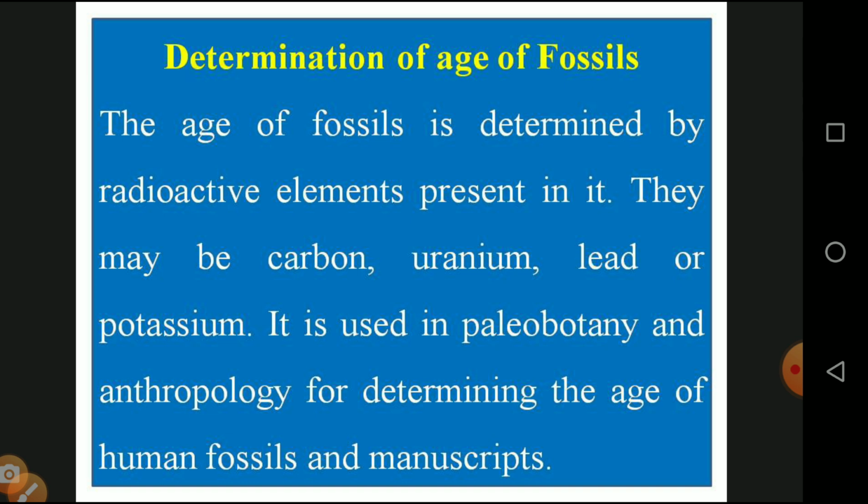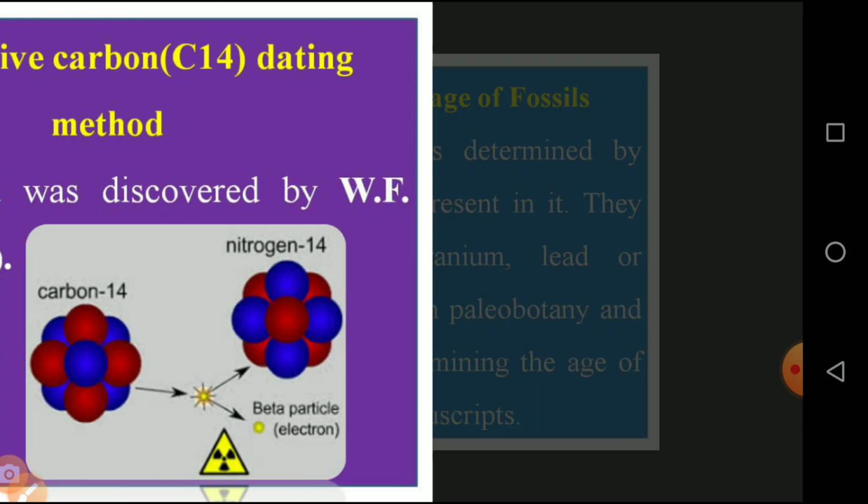The age of the fossils is determined by the radioactive element present in them. They may be in the form of carbon, uranium, lead or potassium. It is usually used in paleobotany and anthropology, determining the age of human fossils and manuscripts. By means of all these things we find out the age of the fossil.